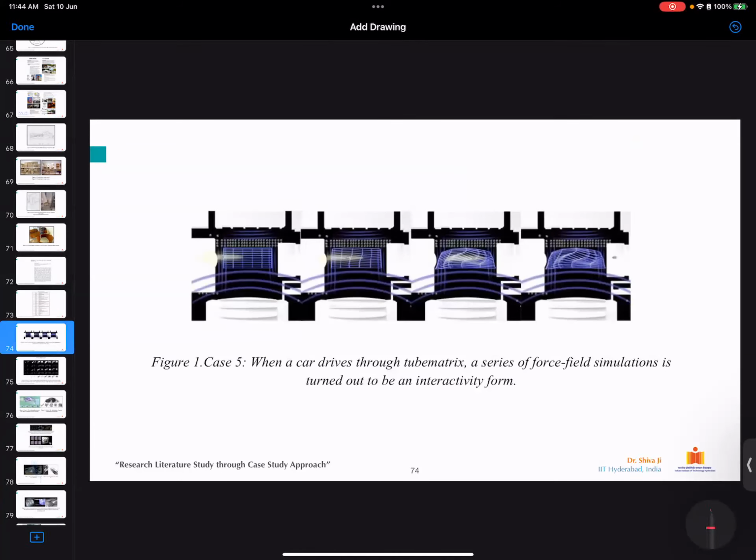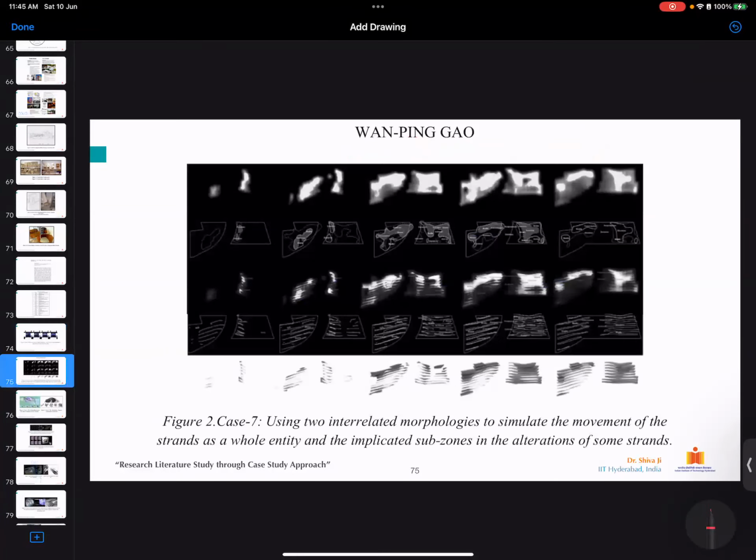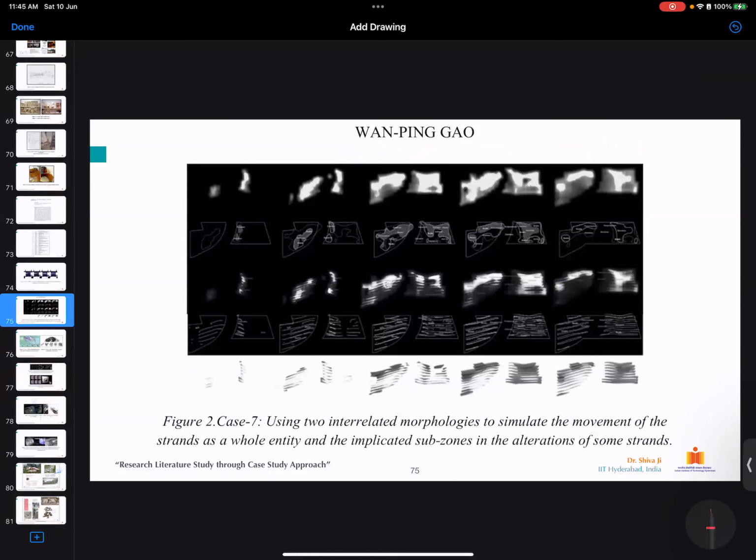You see, when a car drives through a tube matrix, a series of skill simulations turns out to be an interactive form. You see how these curved surfaces are changing the moment they come into action. So simulation combined with field study, and again combining them together, helps you with the final analysis, and that will help you write your research papers.